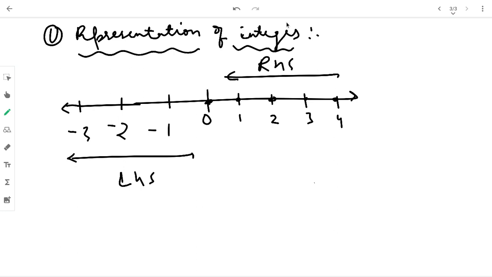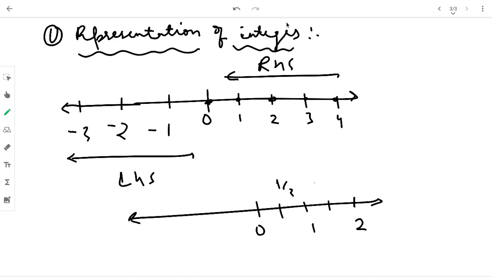Again, if we represent rational numbers, no problem. This is 0, this is 1, this is 2, and in between there is 1 by 2. In between there is 3 by 2. In between, this is -1, so this is -1 by 2. So they are the representation of rational numbers. -1 by 2, 1 by 2 and 3 by 2 are rational numbers. 0 itself is a rational number, 1 is a rational number, 2 is a rational number.